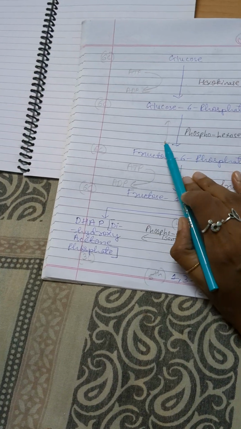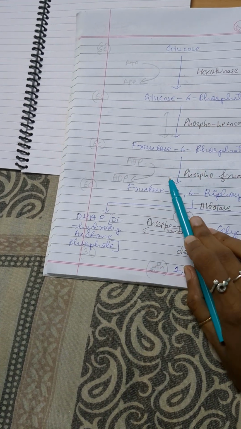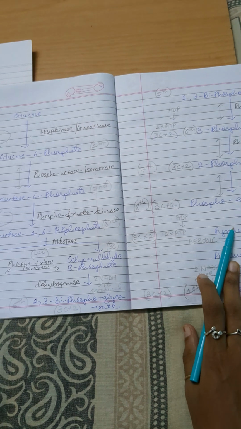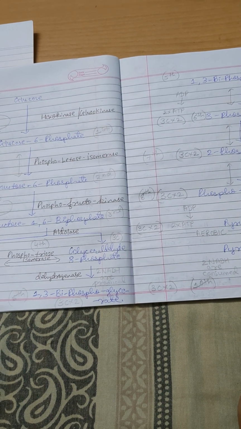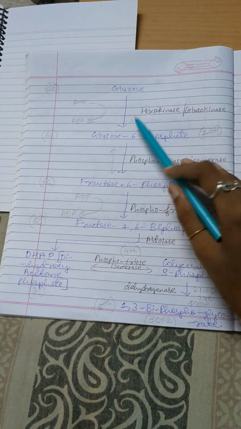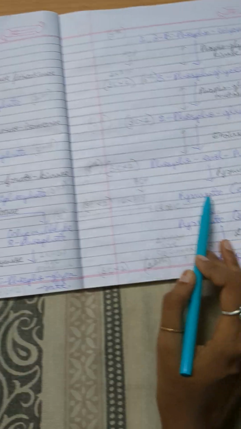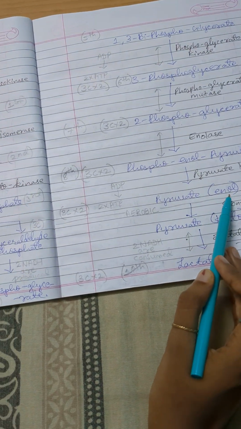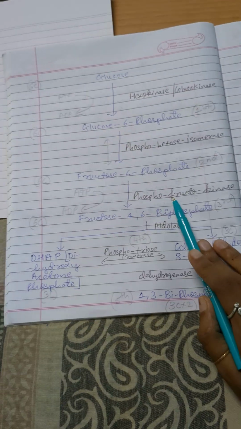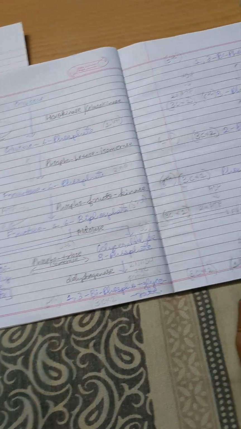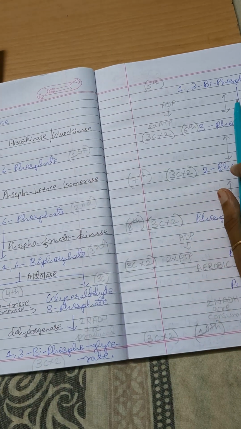I have already shown it with these arrows. The first step, the third step and the 9th step, the one leading to the formation of pyruvate in enol form, are irreversible. All the rest of the reactions are reversible.